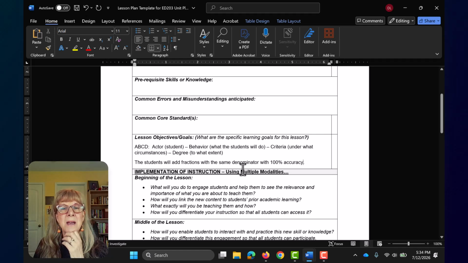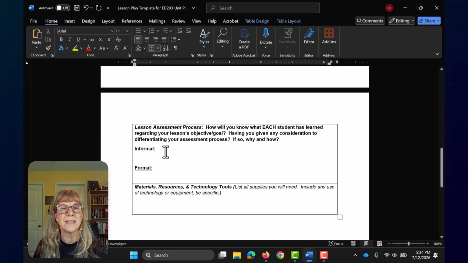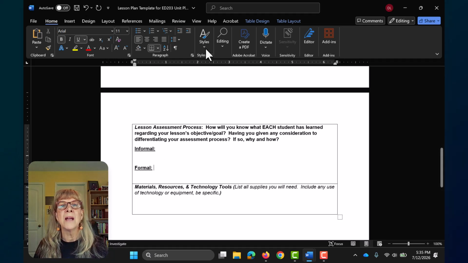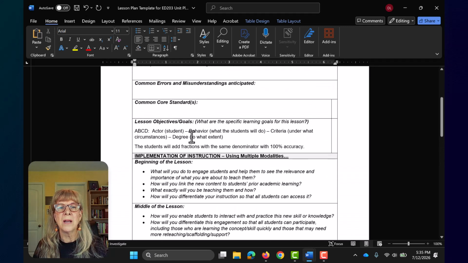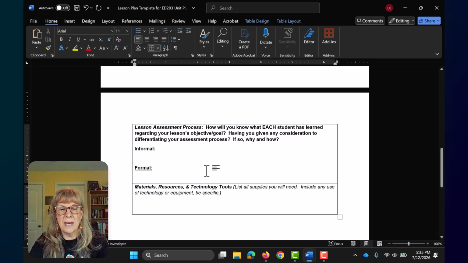Now, what we're going to do is engage in something called backwards design. Backwards design means that you go next to your lesson assessment. How are you going to know it when you see it? What you want to put in your formal assessment here is how you are going to measure whether students have met your lesson objective. So students will add fractions with the same denominator. An exit ticket.